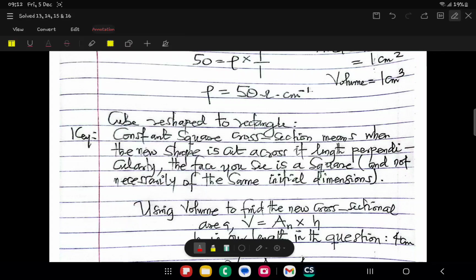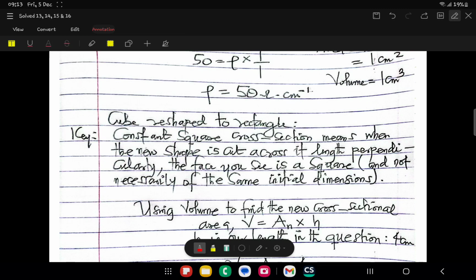Now the cube is reshaped into something that is rectangular. And the question made mention of constant square cross section. What this means is that when the new shape is cut across its length perpendicularly, the face you will see is that of a square. And that is not to say that the dimensions of the first square will be the same as the dimensions for the second square that we get when we slice through the second shape.